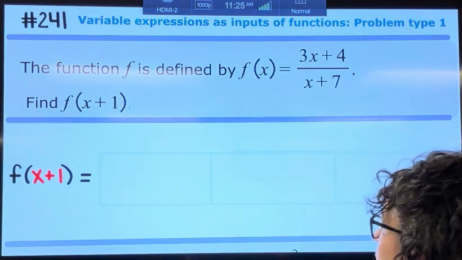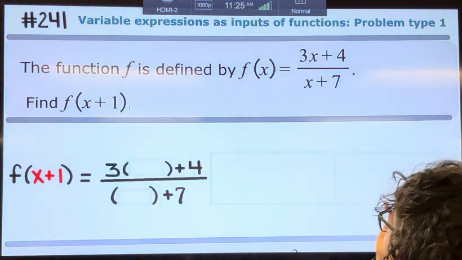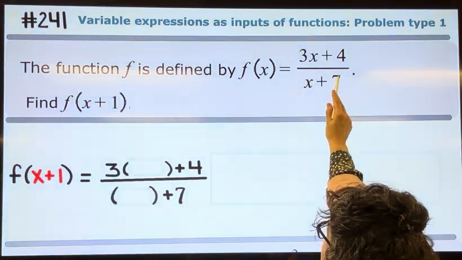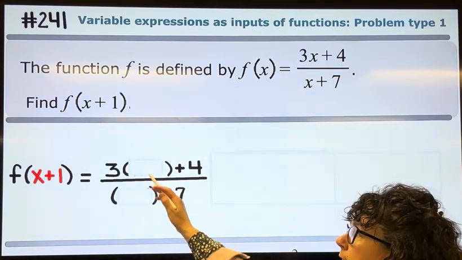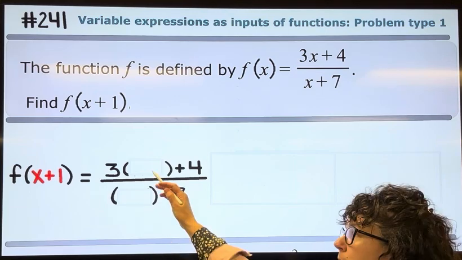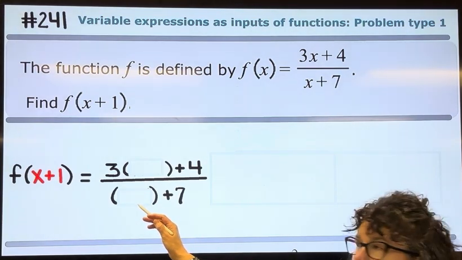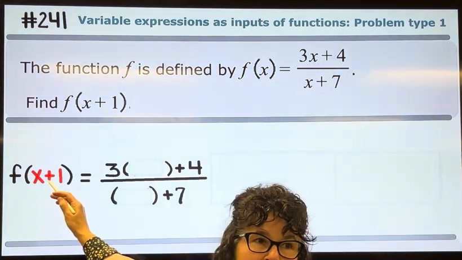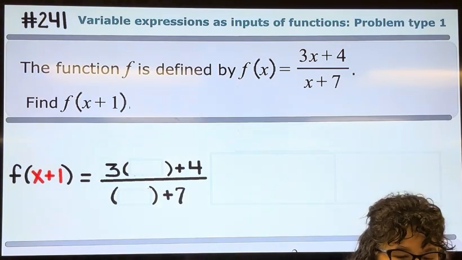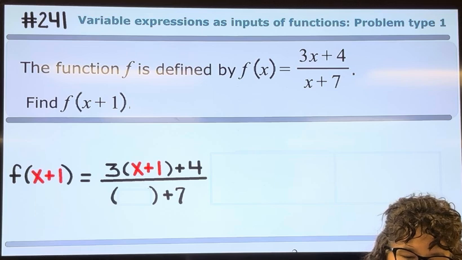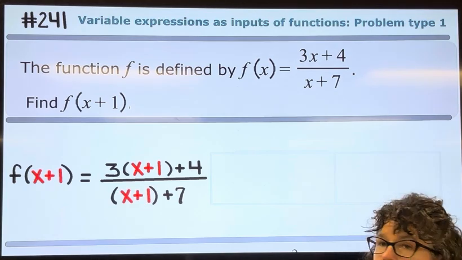So I'm going to rewrite (3x + 4) over (x + 7), and for every x in the original equation, I put a set of parentheses. Now I'm going to take that x plus 1 and put it in the spot where the x used to be. So each one of these becomes x plus 1.